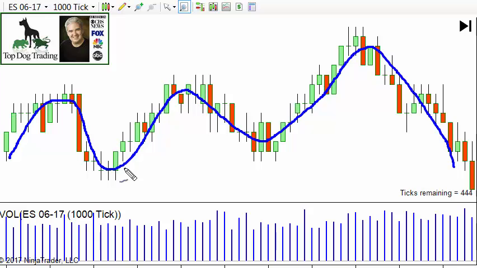Okay, those are the advantages. Now let's switch over to the disadvantages of tick charts and the advantages of time-based bars.